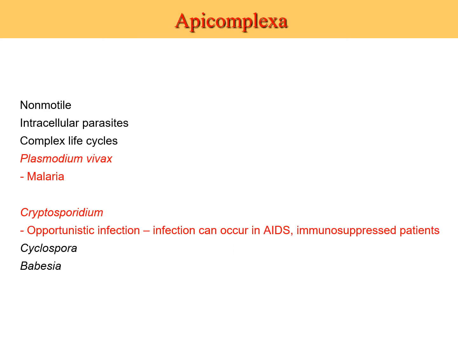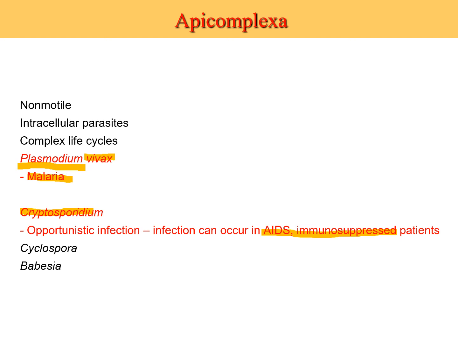Plasmodium vivax. There are several different Plasmodium organisms, not just vivax. So there are several different species in the genus Plasmodium that cause the disease malaria. This is one of the more common ones. Cryptosporidium is an opportunistic infection that often occurs in immunosuppressed individuals, people who have poorly controlled acquired immunodeficiency syndrome.